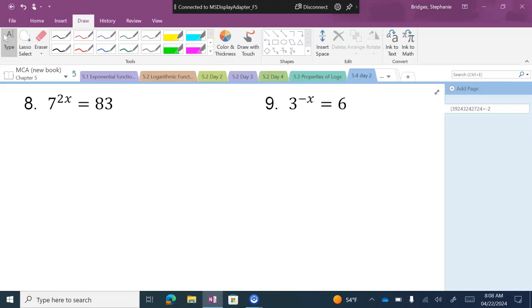All right, so go ahead and take your log on both sides. This one's slightly different just because I have a number with my x value, so my calculator ready is going to look a little different. All right, and then this time to move my exponent, this time it's a 2x, not just x. So we're going to take that 2x and we're going to move it to the front.